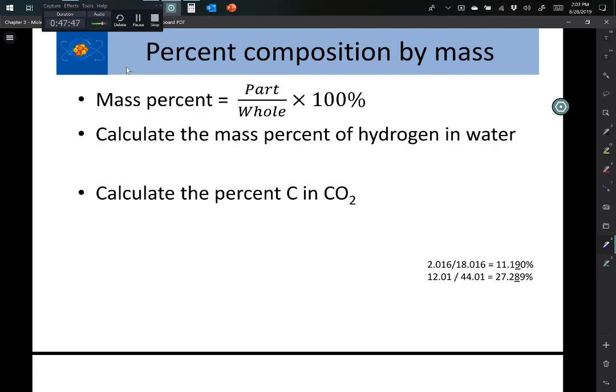And you can either do that from data, or you can do that from the chemical formula. So what we're going to do is calculate the mass percent of hydrogen in water, and then I'll have you calculate the mass percent of carbon in carbon dioxide. So for the mass percent of hydrogen in water, I already know the molar mass of water is 18.016 grams per mole.